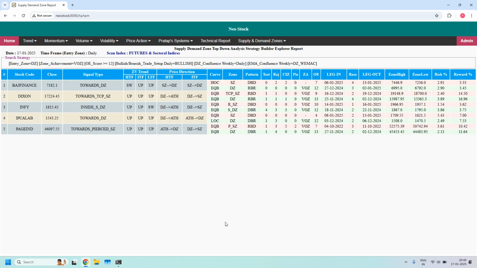Out of 5, 4 have already been given. Probably earlier reports they might have already given you these trades. Okay, this is about trades based on LTF and ITF. Next, LTF, ITF and even HTF zone confluence.